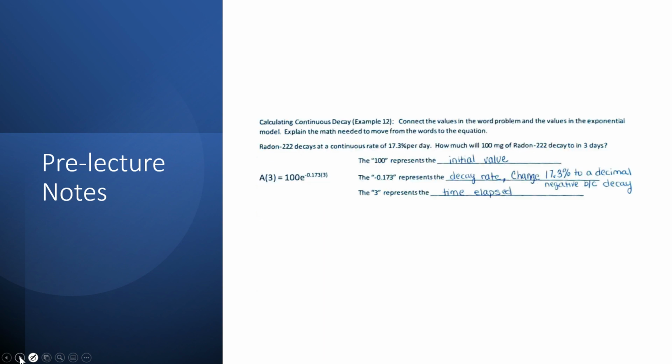Let's take a look at an actual example. So you had a chance to read this as part of your pre-lecture assignment. And in this scenario, the 100 is the initial or starting value. When I look at the exponent, it has a negative, so I know it is a decay rate. In the word problem, I see that word continuous, so the base of E is used. I also see that the rate is given as a percentage, and then that is changed to a decimal for the problem. The 3 in the equation comes from the time elapsed, which is the 3 days in the word problem.